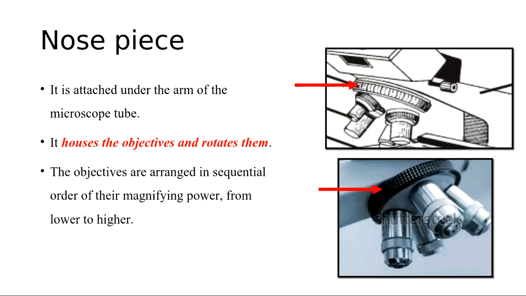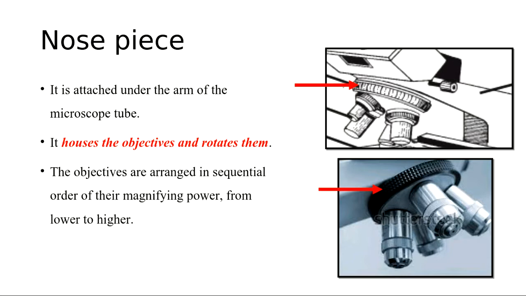Nose piece. I have made this presentation as simple as possible. Above is the diagrammatic representation drawing, and below is the arm of the microscope. The nose piece houses the objectives and rotates them. If we ask in the exam what the use of the nose piece is, you should be able to tell. It houses the objectives and it rotates them. If you want to rotate the objectives, that is when you use the nose piece.